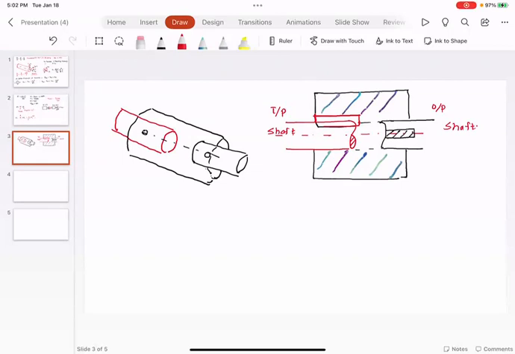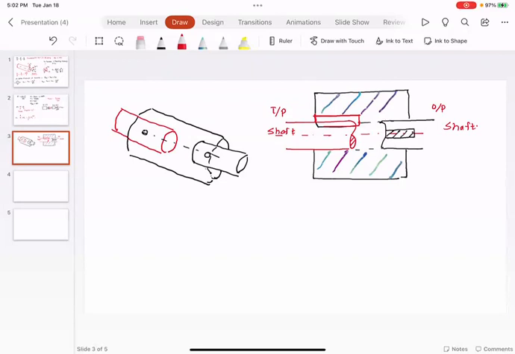Everyone understood? There are different types of keys. You could have a rectangular key. You could have a circular key. You could have a Woodruff key, which is sort of a semicircular key, or you could have a taper key. Depending upon different types of applications, you have different types of keys.